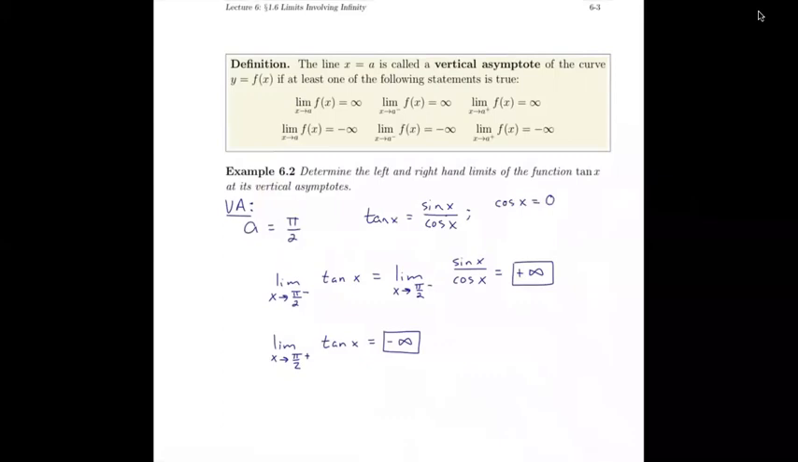Well, if we think back, we know that cosine of x is equal to 0 whenever x is pi over 2, or 3 pi over 2, or 5 pi over 2, or so on, right?